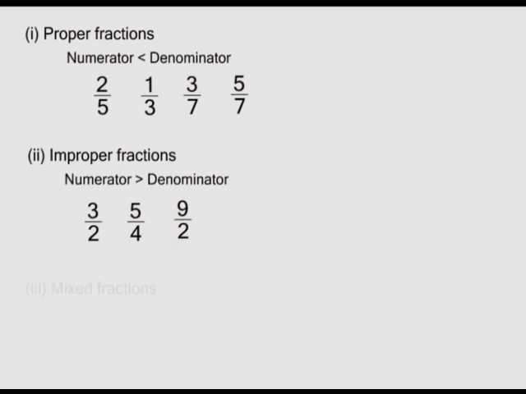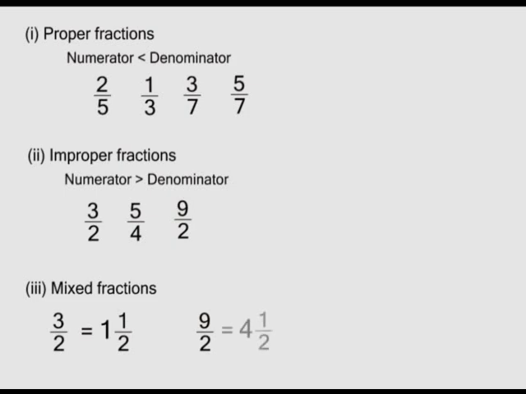An improper fraction can be expressed as a mixed fraction, having a whole number and a proper fraction. For instance, 3 over 2 can be written as 1 and 1 over 2. 9 over 2 can be written as 4 and 1 over 2. 13 over 5 can be written as 2 and 3 over 5.